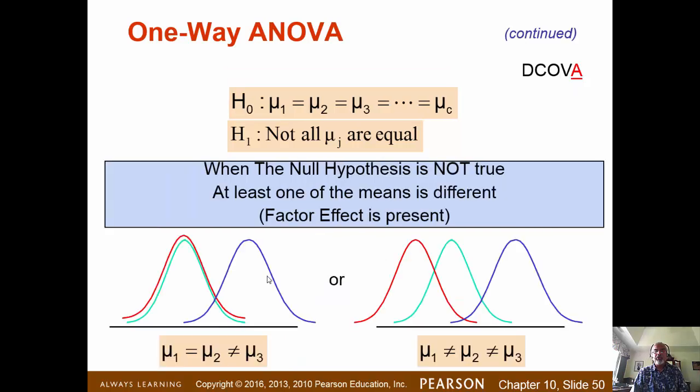As opposed to that, if the null hypothesis is not true, then you can have any one of these situations where all the means are different or just one is different from the other two. But the variances of the different populations are still the same because we are assuming that the variances are equal. So this is the situation.